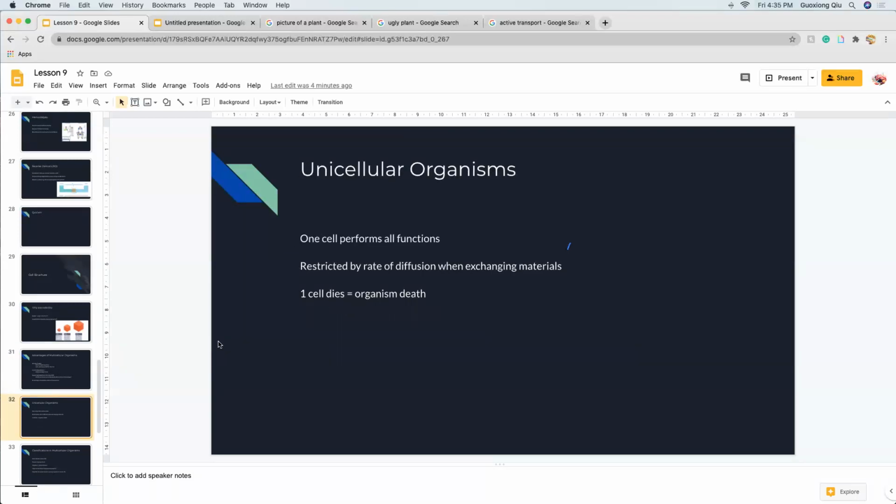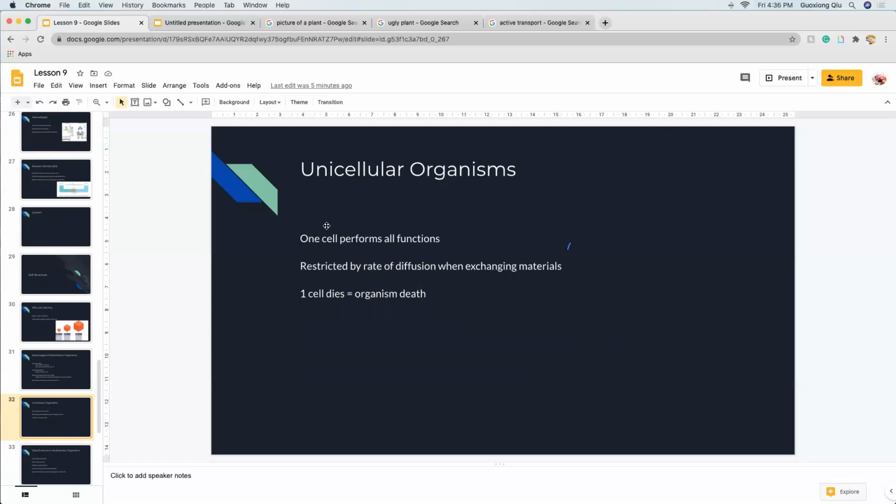Unicellular organisms. In unicellular organisms, such as bacteria, one cell performs all the functions, since it's only one cell. We are multicellular, we have multiple cells doing different functions. In a unicellular organism, that one cell does everything for itself. It eats, it digests, it breathes, it does everything. It is restricted by the rate of diffusion when it wants to exchange materials.